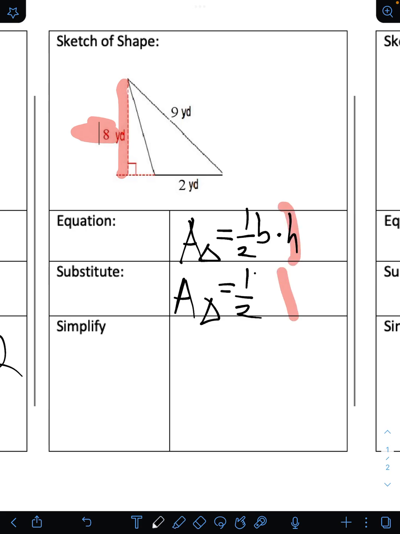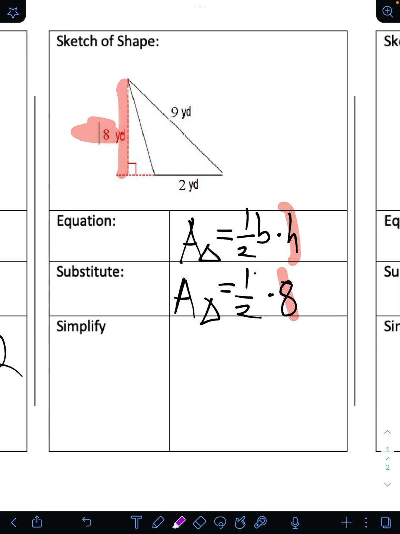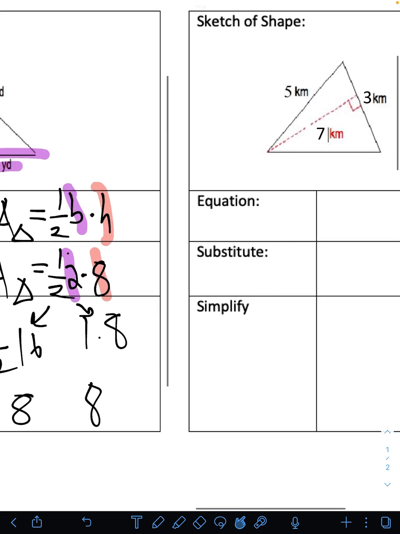So the height is going to be 8. So now I need the base. Well, what base would connect to that height if it was touching? It would be this one, because it would be connecting there. So that means I would have 2. So I could say, hey, what's half of 16, which is 8? Or I could say, hey, what's 1/2 of, I don't know, 1? That'd be 1 times 8, which is also 8. There we go. Let's do one more, yo.